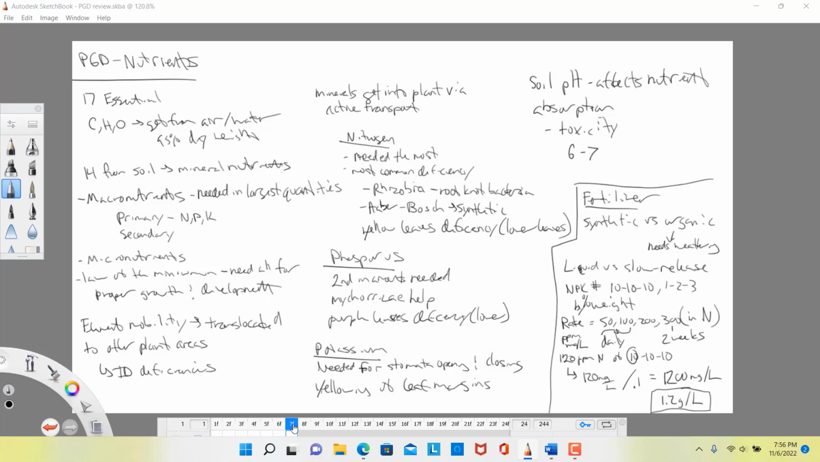Now, we then broke down those 3 primary macronutrients. We started with nitrogen, and that's needed the most, or the greatest quantity is needed by our plants, and thus it's the most common deficiency. We then looked at rhizobia, which form that symbiotic relationship with our legumes, where they're able to fix nitrogen from the air. They can take it from the air and turn it into a form that is used by our plants.